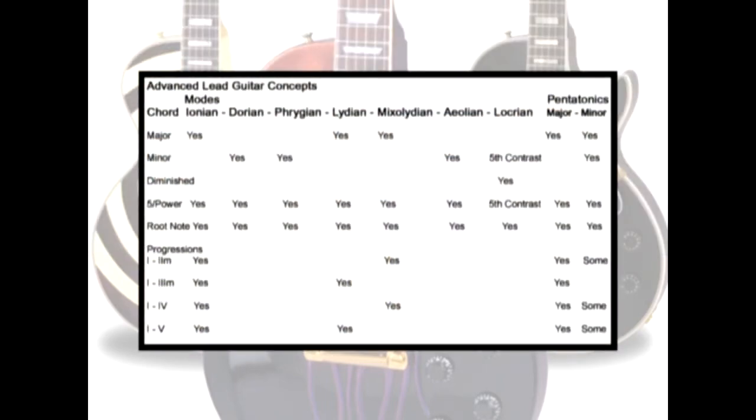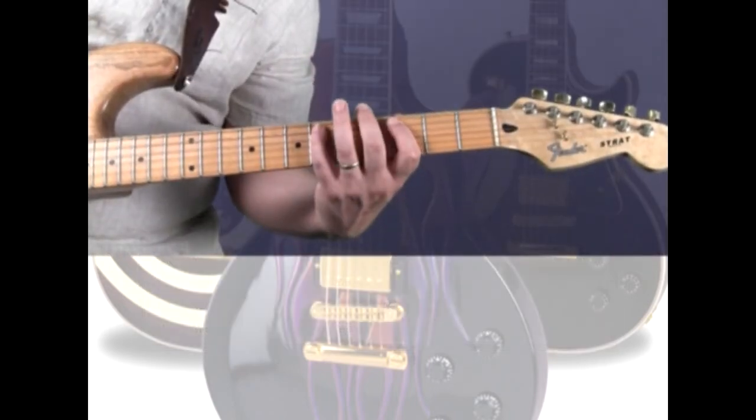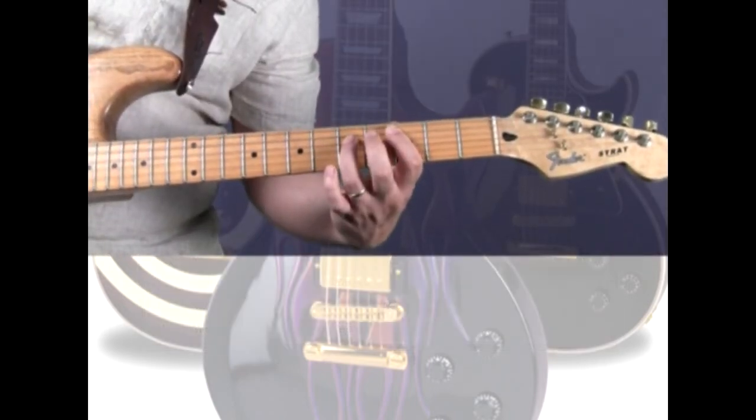There are also 3 minor modes, which can be played over the minor chords. So if we have a C minor, we can play the Dorian, Phrygian, and Aeolian modes. I call these minor modes because the 1, flat 3, and 5, or 1, minor 3rd, and 5th, make up the minor chord, or C, E flat, G in this example.